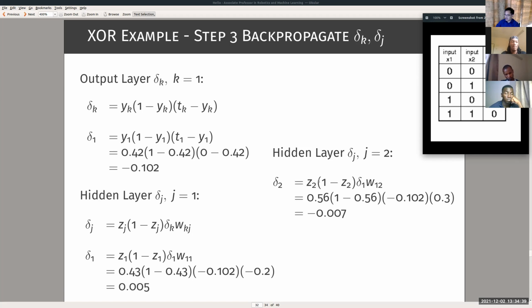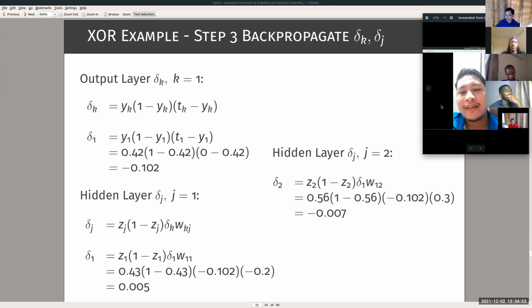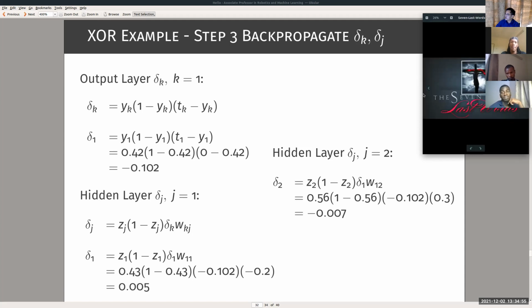Okay, so here, and then multiplied by this is the delta 1, which is that delta 1, and then your W12, which is 0.3.